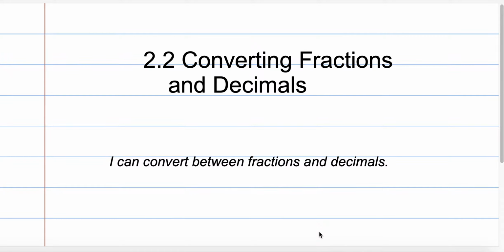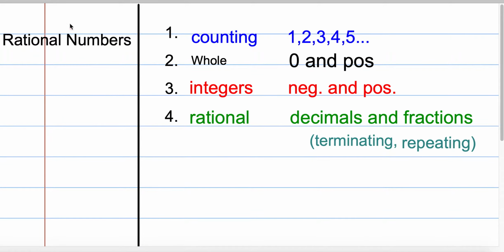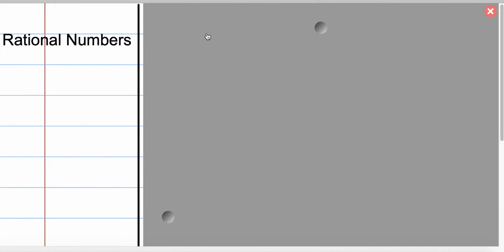2.2 Converting fractions and decimals. I can convert between fractions and decimals. So before we get started, let's look at what rational numbers are. It's something we're going to talk about this entire unit. So I want you to write the words rational numbers over here.